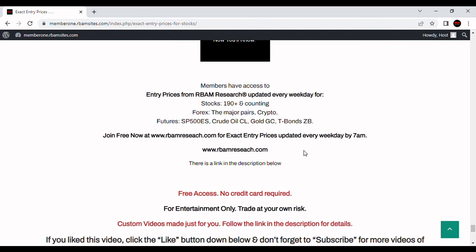You trade at your own risk. Everything I've discussed is for entertainment purposes only, including entry prices and my commentary. You can't use it for anything other than entertainment. You should always do your own analysis, and hopefully you'll be able to use price action to help you do that. And you definitely trade at your own risk.